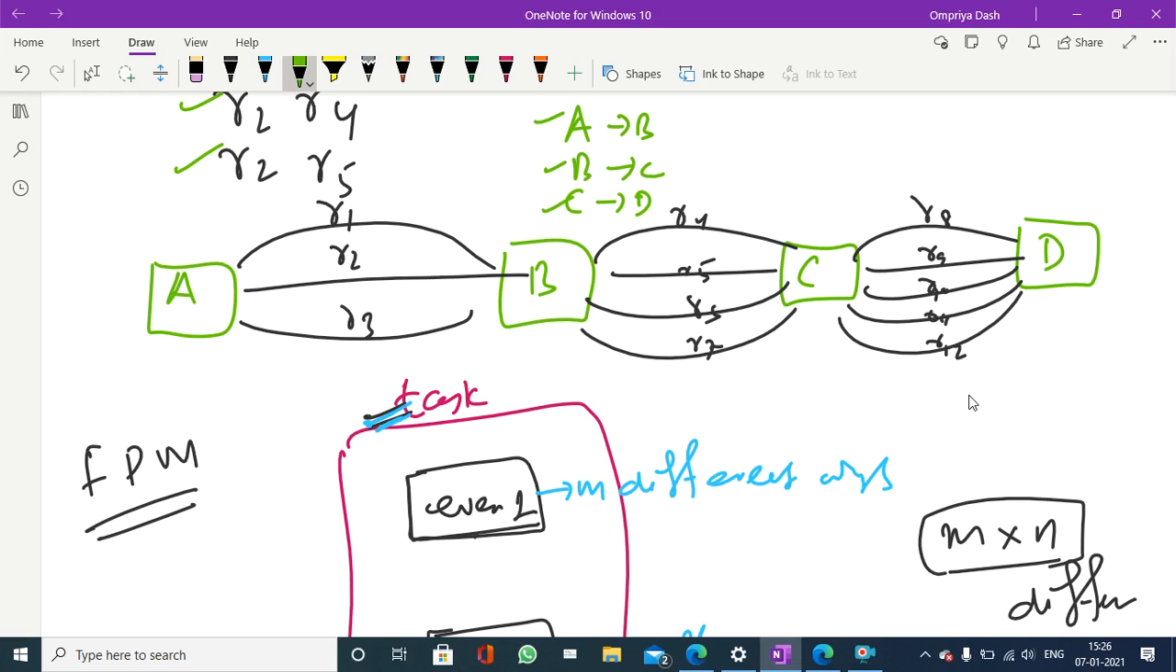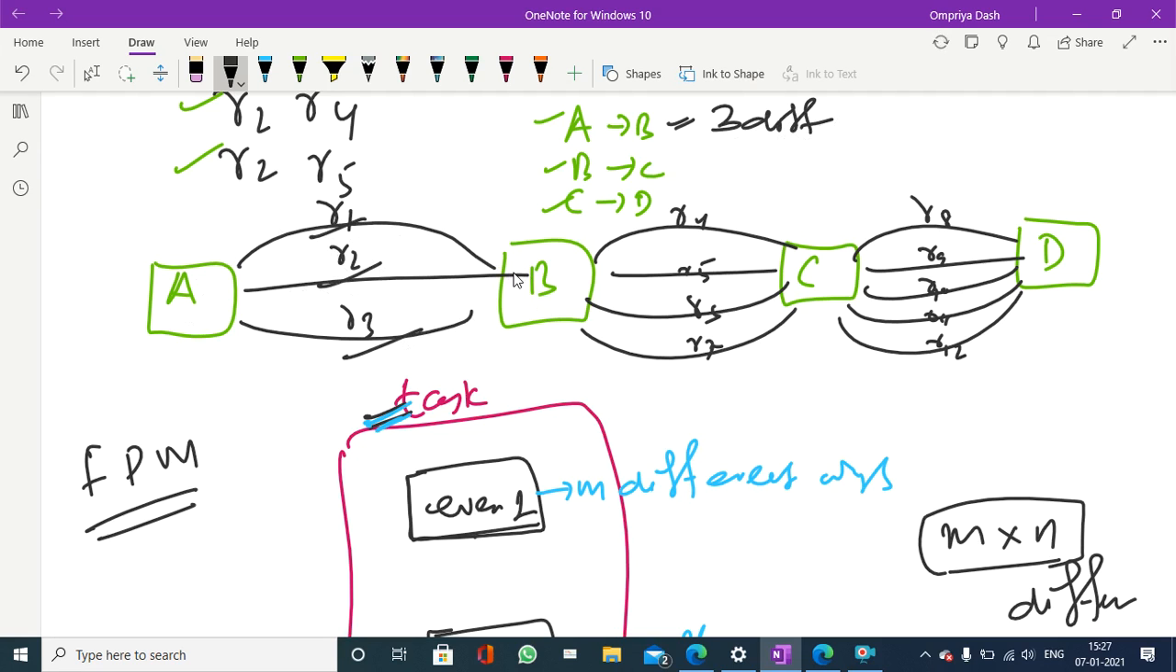Now I want to know in how many different ways this task can be completed. That is, in how many different ways can I go from A to D via B and C? Well, how do I do it? First of all, event 1, which is to go from A to B, can happen in how many different ways? So 3 different ways.